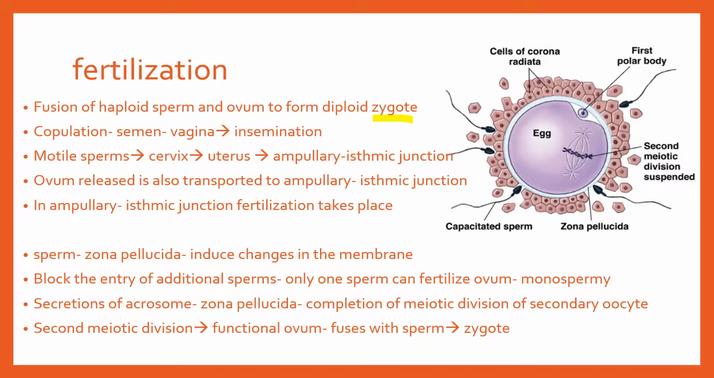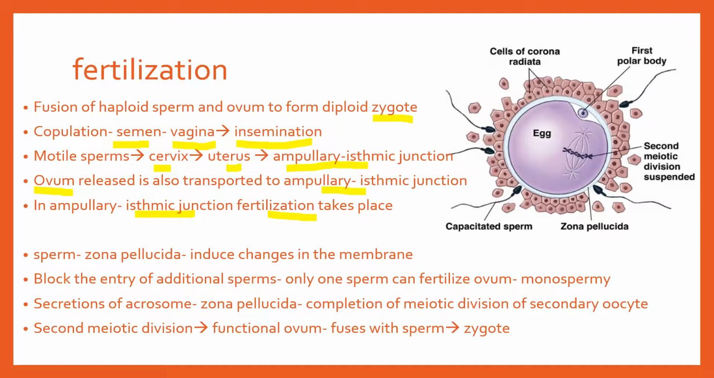During copulation, the semen, which contains sperms, is passed into the vagina, and that process is known as insemination. Then the motile sperms reach the cervix region, then the uterus region, and finally the ampullary isthmic junction. The ovum is released and also transported to the ampullary isthmic junction, and there the fertilization takes place.